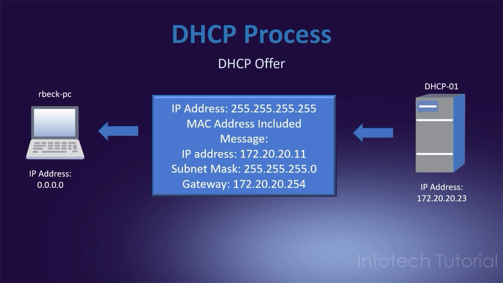Then DHCP01 will send an IP address with the subnet mask and the default gateway. And what is also important here is DHCP01 will send this back as a broadcast address, so that same 255.255.255.255, because remember, RBAC-PC still does not have an IP address to use. DHCP01 has given it one, but it's not yet assigned. So DHCP01 does not know how to directly contact RBAC-PC. So DHCP01 will send this back as a broadcast message, but it will include the MAC address of RBAC-PC, so there's no confusion as to who responds to this message.